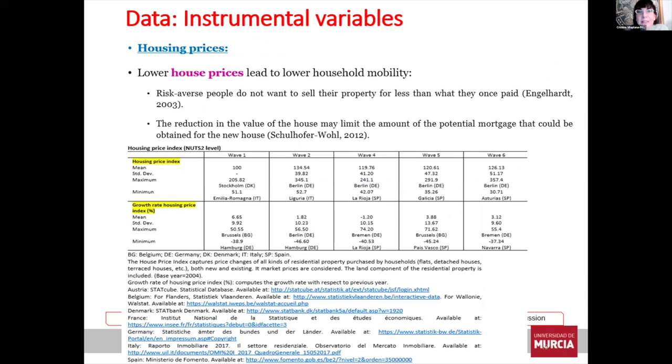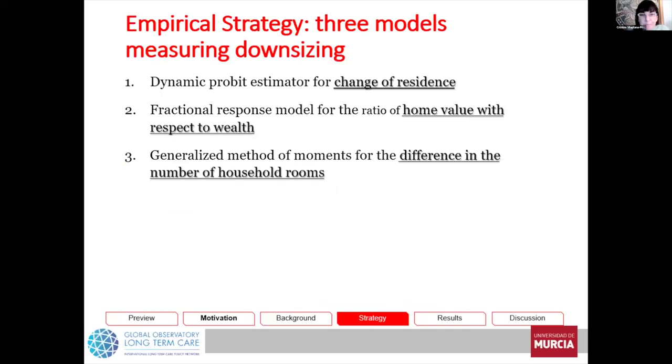Lower house prices lead to lower household mobility because more risk-averse people do not want to sell their property for less than what they had paid before. And the reduction in the value of the house may limit the amount of potential mortgage that could be obtained for the new house. So I'm going to explain very briefly the three models.